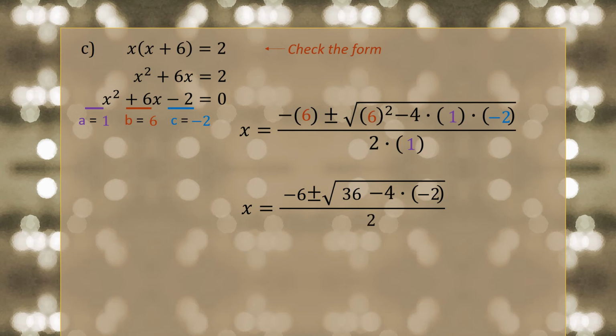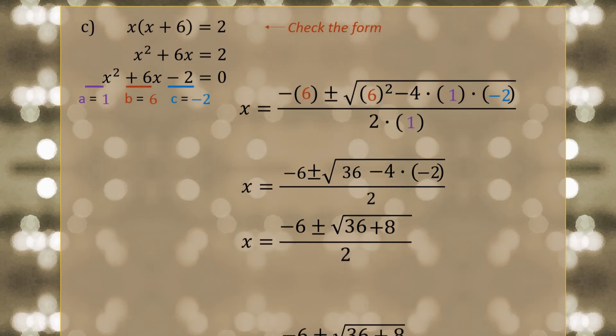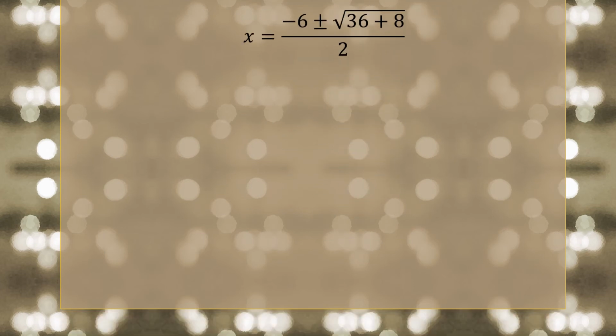Now we still have operations happening under the radical. Again, according to order of operations, we must do the multiplication before the subtraction. And so -4 times -2 gives us +8. We still have operations under the radical, so let's look at that next. Under the radical, we have 36 plus 8. That combines and gives us 44. So we've simplified everything under the radical.